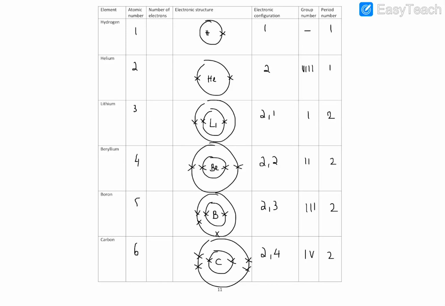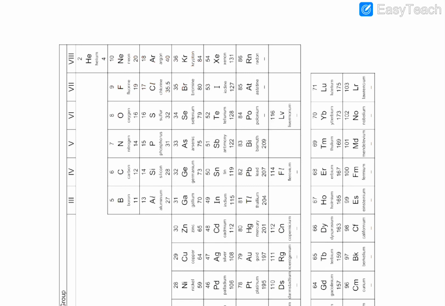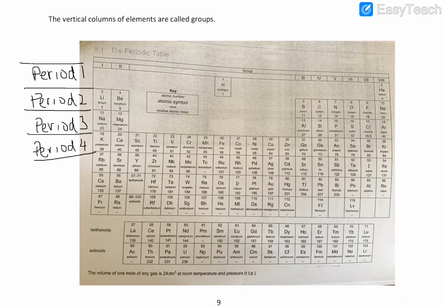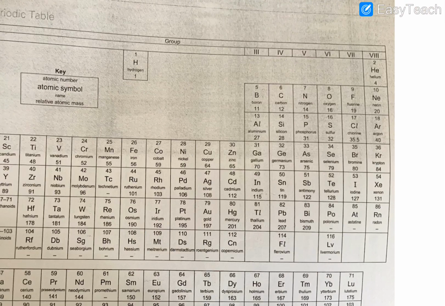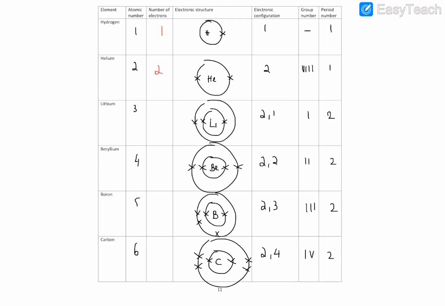Okay, so these are all the answers. So atomic number, you're going to get that from the periodic table, and the number of electrons is the same as the atomic number. I didn't fill it in, it's the same number. Okay, so you can fill that in, and the atomic number, you can just get it from the periodic table over here. So let's say for boron, atomic number is 5. Okay, it's the small number here. Right, so these are the answers. You can pause the video, check your answers to see if it's correct.